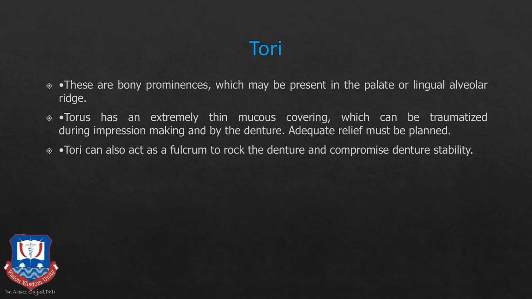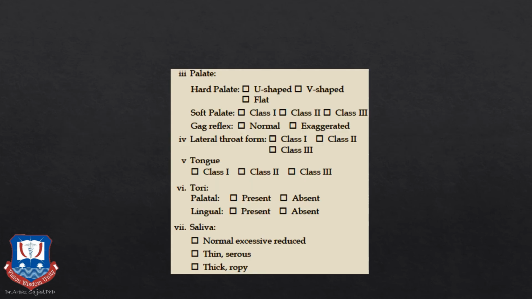So this needs to be kept in mind. So examination of palate, as I mentioned, involves the examination of the hard palate, the soft palate, the gag reflex, and then we have the examination of the lateral throat form, the tongue, any tori, and the last is the salivary flow. Whether the patient has excessive or reduced salivary flow or no salivary flow, as in xerostomia, and what is the quality of the saliva, whether it is thin and serous or it is thick and ropey.